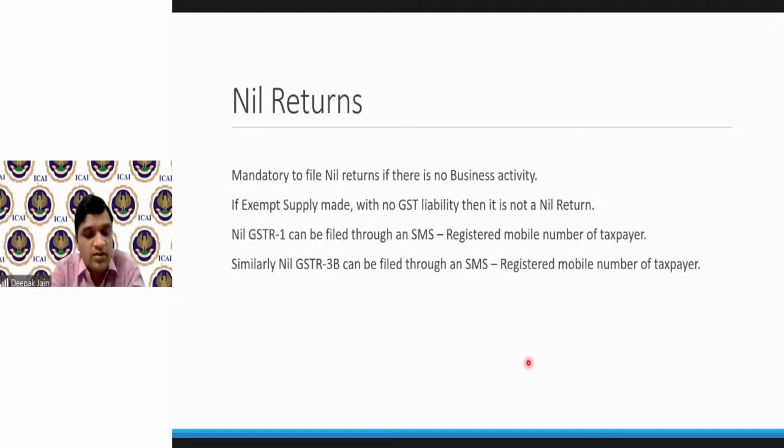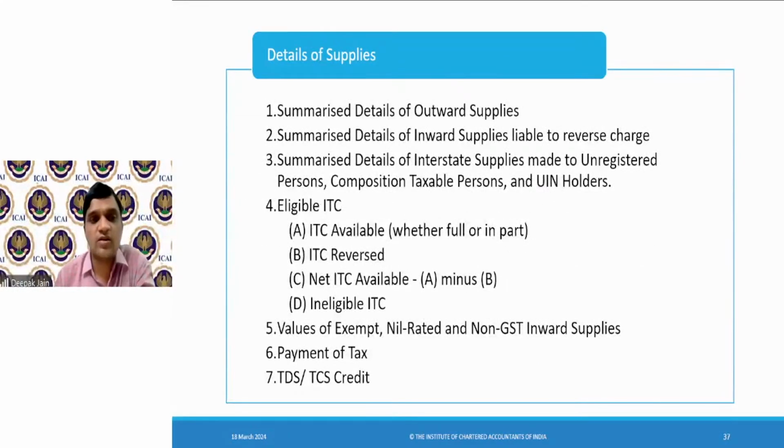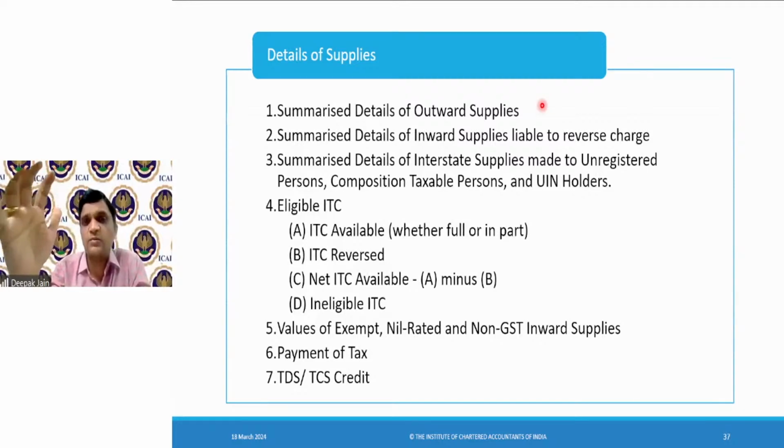GSTR1 is a statement of outward supply and GSTR3B is a return. Now, again, concentrate on the details of supplies we mentioned in the GSTR3B. In GSTR3B, you will have summarized details of outward supplies. Then you have summarized details of inward supplies liable to reverse charge. Then you will have summarized details of interstate supplies. Then you will have eligible ITC. So even if you don't have any supplies for this month, you are right that your GSTR1 will be nil. But that doesn't mean that your GSTR3B will be nil.